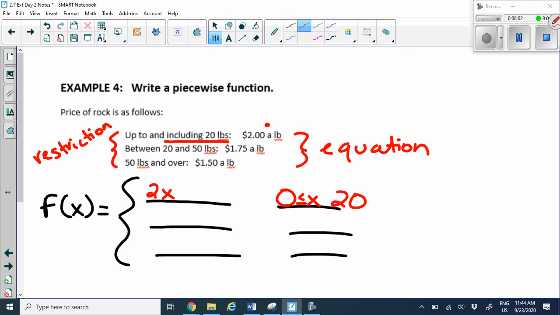Here, if we do 2 times 0, that means you have 0 weight for 0 money. That makes sense. And then for the 20, we are also going to have an equal bar because it does say including. Okay, let's do the second line.